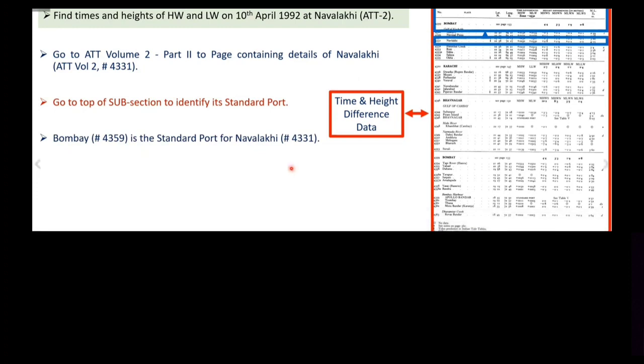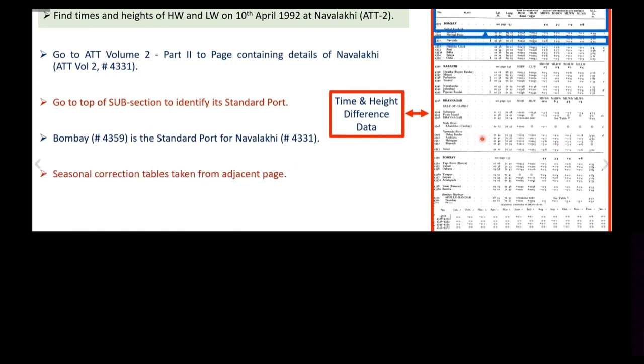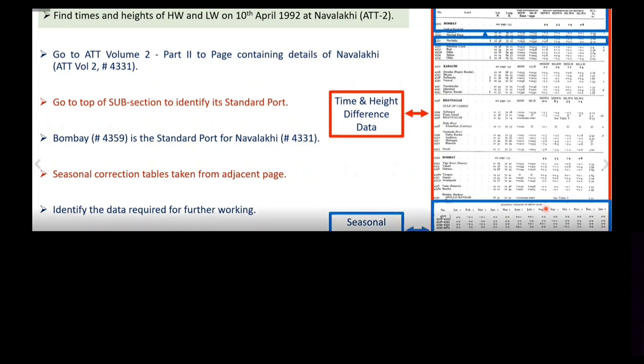And port number for Bombay happens to be 4359, which is given here. Seasonal correction for these ports is from the adjacent page, and that has been now brought in here on the screen. So we have the seasonal correction, which applies to this set of ports. And now we identify the information from this page, which we are going to use further, and we'll zoom it in and we'll use it for our further working.